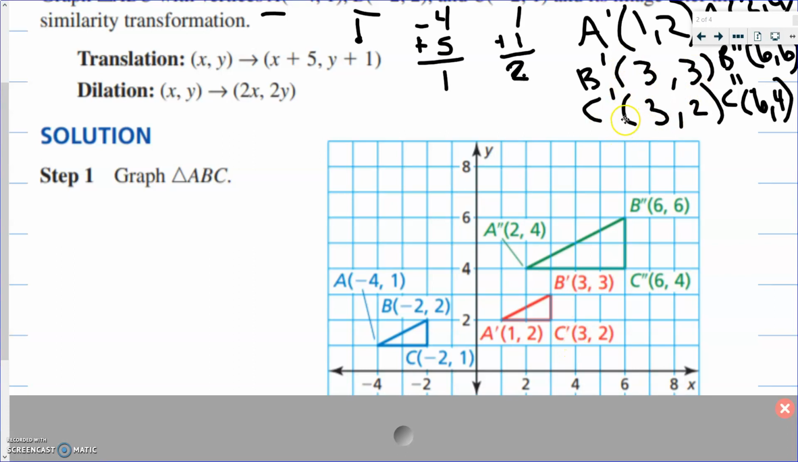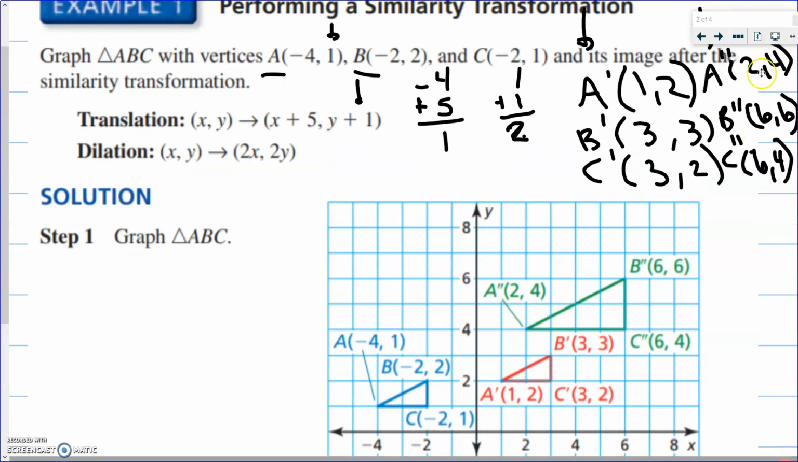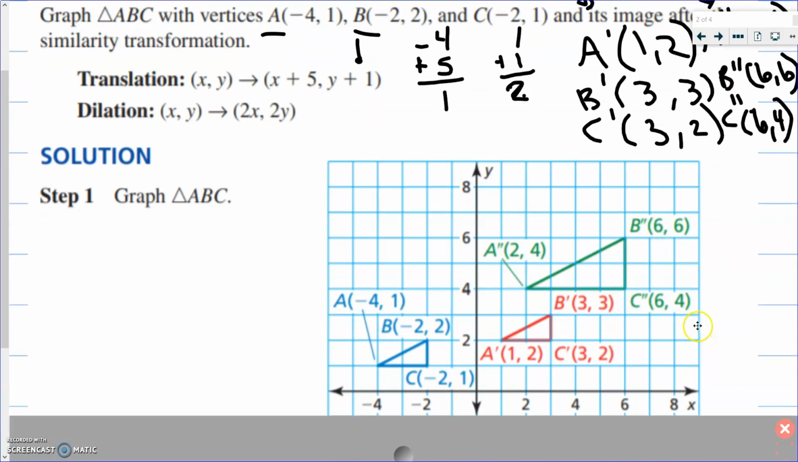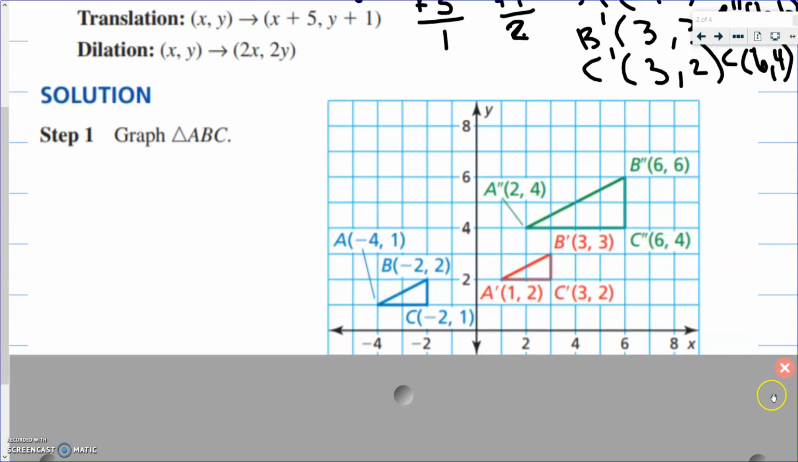And then we multiplied each one of these by 2, and then we got 2, 4, A double prime, B double prime is 6, 6, and C double prime is 6, 4. All we're doing is following directions, and we want to see the ending result. So we're going to translation, we're going to add or subtract, and then a dilation, we're going to multiply or divide.